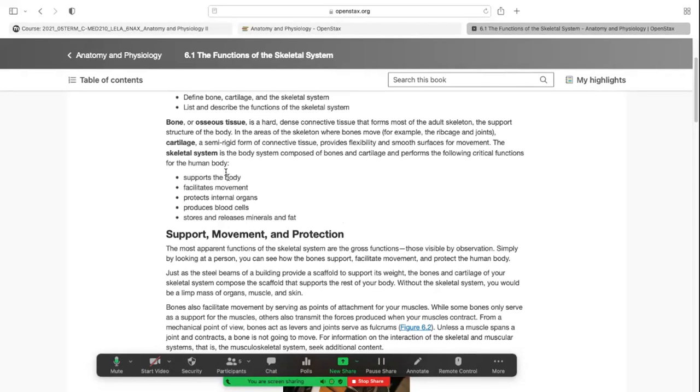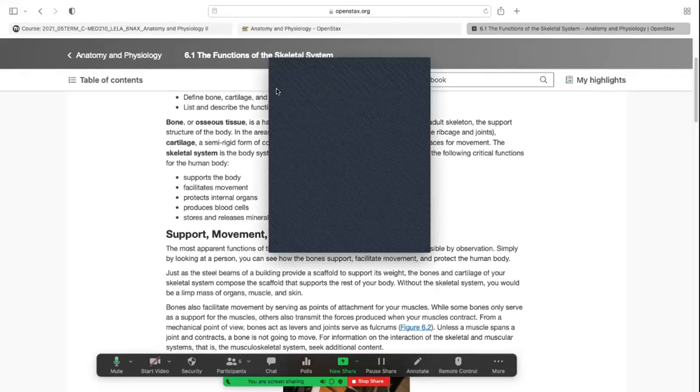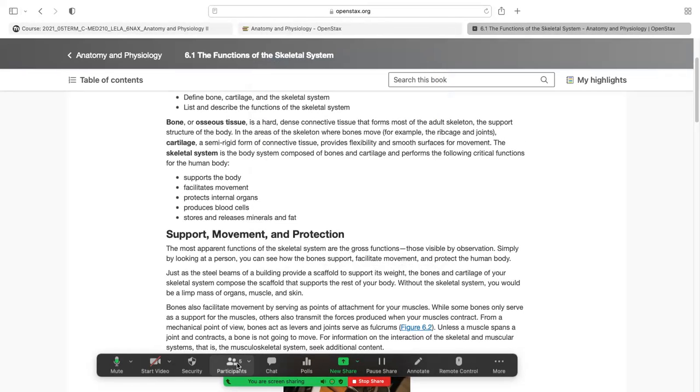So it's a living, breathing thing. It's not only support for your body. It's not only, what do you call that?